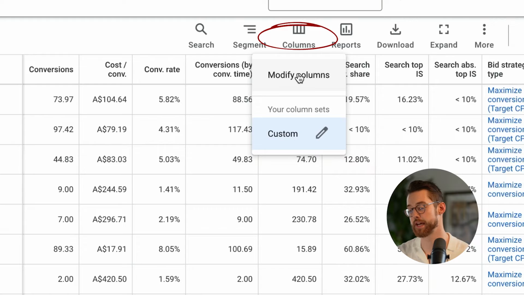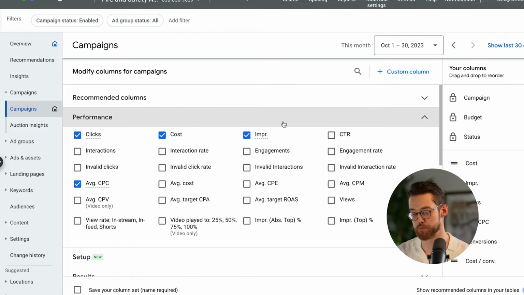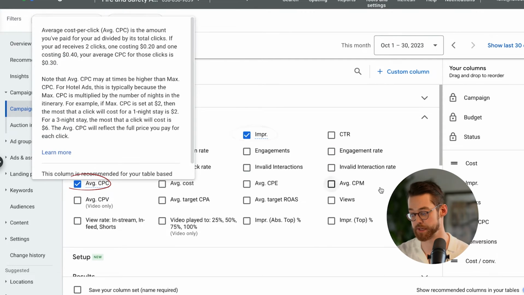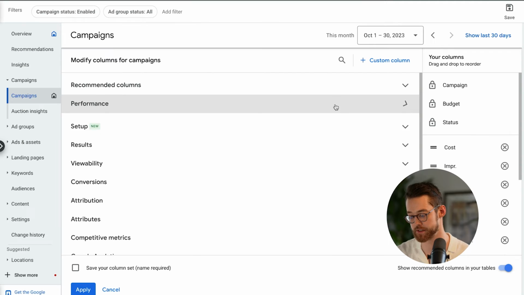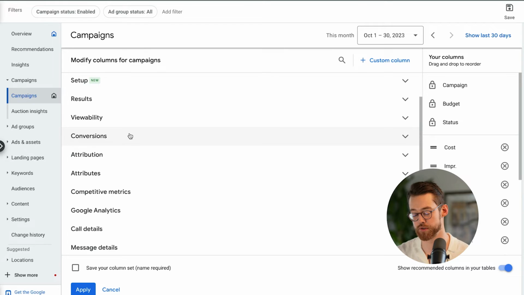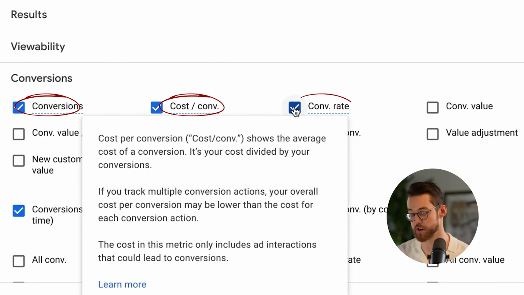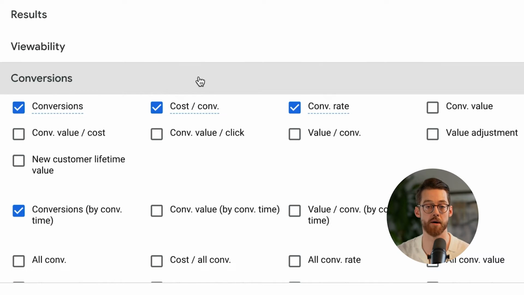So to bring up all of these columns, all you need to do is to go to the columns button here, click on modify columns, and check the following boxes. So under performance, we obviously want impressions, clicks, cost, and average CPC. I typically will have cost first, then impressions, clicks, and average CPC after that. Next, you want to go into the conversions tab and check conversions, cost per conversion, conversion rate, and then also conversions by conversion time to see those conversions that are coming through on the date that the conversion actually happens.